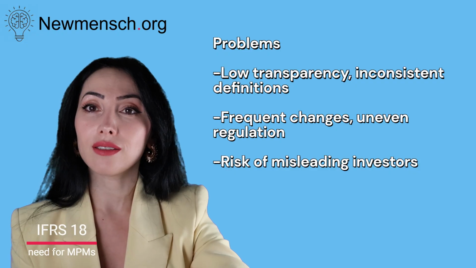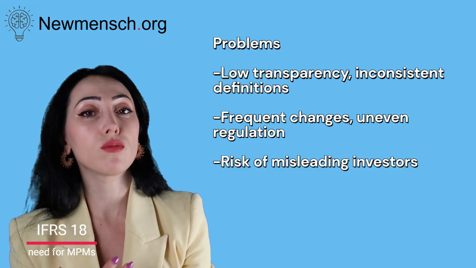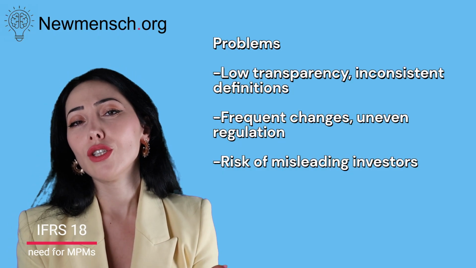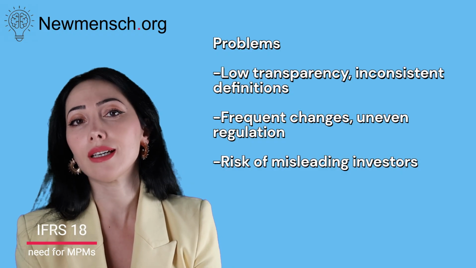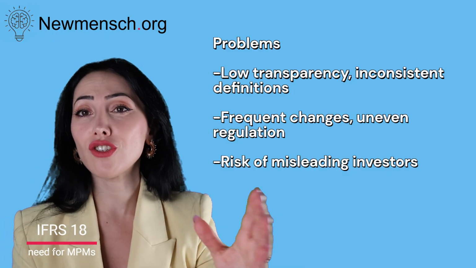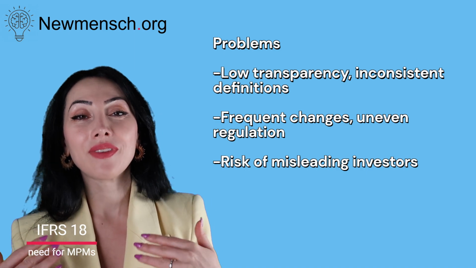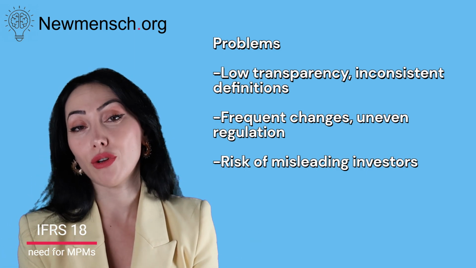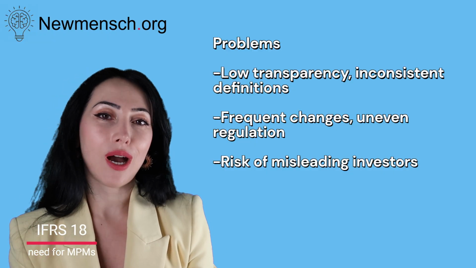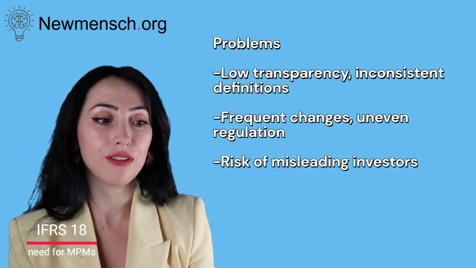Another problem was that different entities would use different management-defined performance measures. And when investors do not have this clear guidance, they couldn't really compare one company to another. The next problem was changing definitions. The same company could apply the same measure differently, trying to produce a favorable result and present the company in a favorable light, which of course would be misleading for investors.